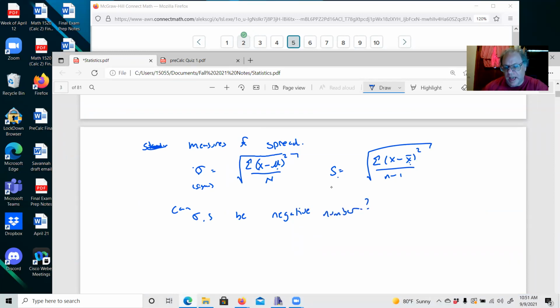Is it possible to have a negative number? Well, look at the formula. We're squaring things, and they're always positive. We're adding up a whole bunch of positive things, and then we're going to take the square root. So, no, it's never going to be negative.